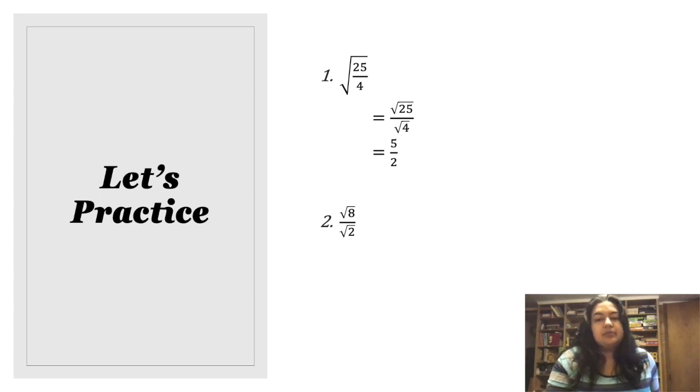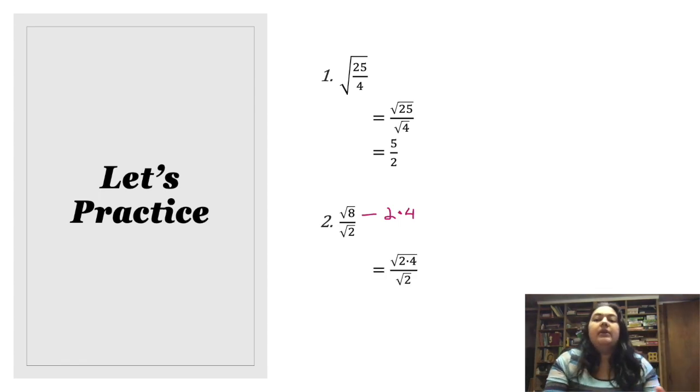Let's look at number 2. The square root of 8 over the square root of 2. So this is going to look a little different because 8 is not a perfect square. So I'm going to see what I can do about splitting 8 up using the product property and see if I can simplify it that way. So start with that. 8 is just 2 times 4. With that in mind, I can say that the square root of 8 is equal to the square root of 2 times the square root of 4.